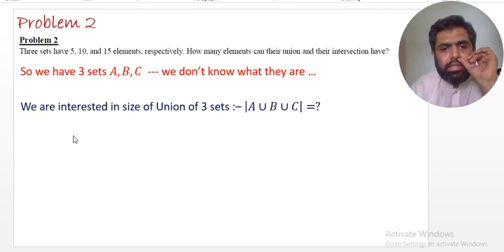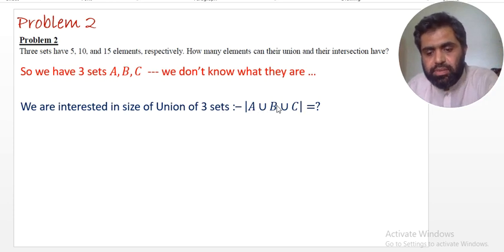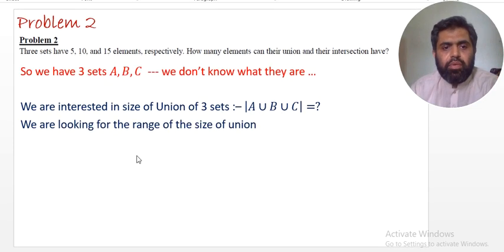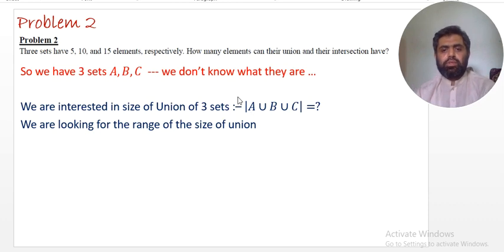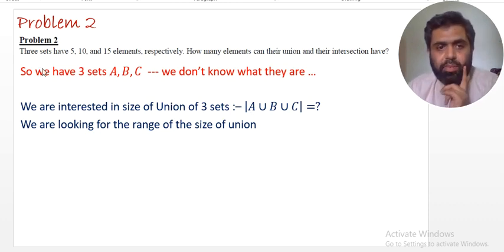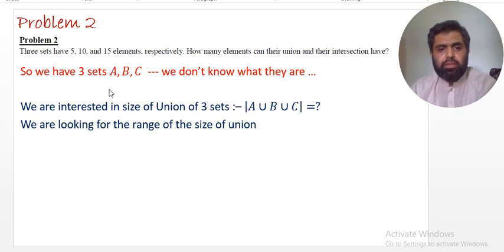So we are interested in the size of union of these three sets. What will be the size of A union B union C? And then we will see intersection. So we are looking for the range of the size of union. Like this union should be greater than this much and less than this much in general. But in this problem, we are given the numbers 5, 10, 15.